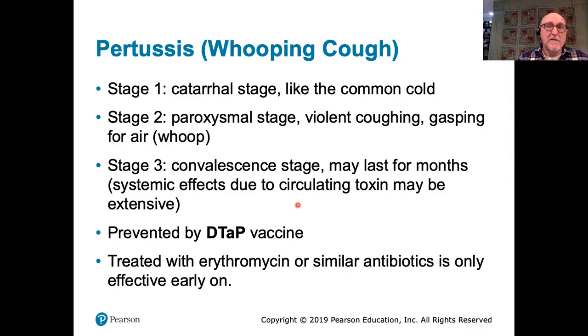That toxin in circulation causes various systemic effects, and often the recovery from pertussis, from whooping cough, was very long and very slow. Fortunately, this is one of the vaccines that is included in the DTaP. So there's a diphtheria, tetanus, pertussis. There it is there. The P in DTaP stands for pertussis.